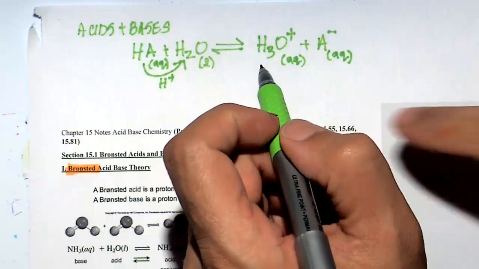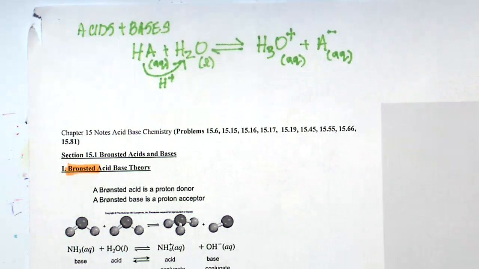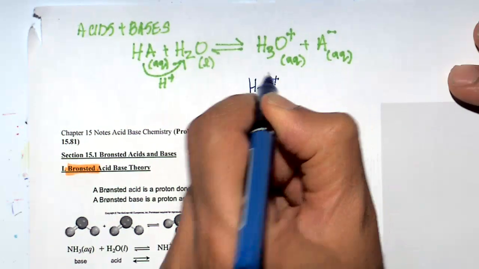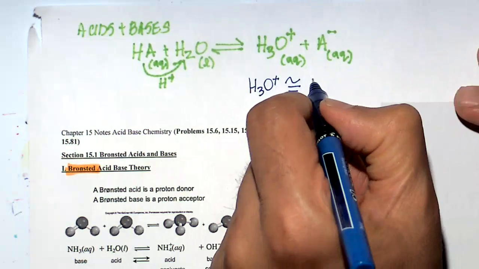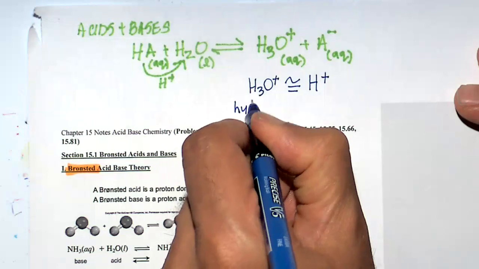I want to tell you one thing about this H3O+. The way I'm going to teach you this, H3O+ means the same thing as H+. This H3O+ is the hydronium ion.